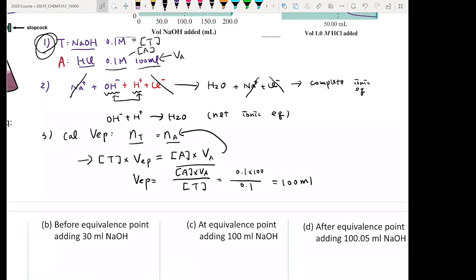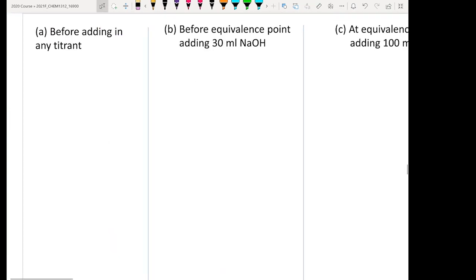Okay, then we want to do step number 4, calculating pH at different zones. First, calculate pH before you add in any titrant. Apparently this is zone number 1. Now you need to ask yourself, what solution do I have? Before you add in any titrant, the solution you have is just pure analyte, your HCl solution, and the concentration is 0.1 N.